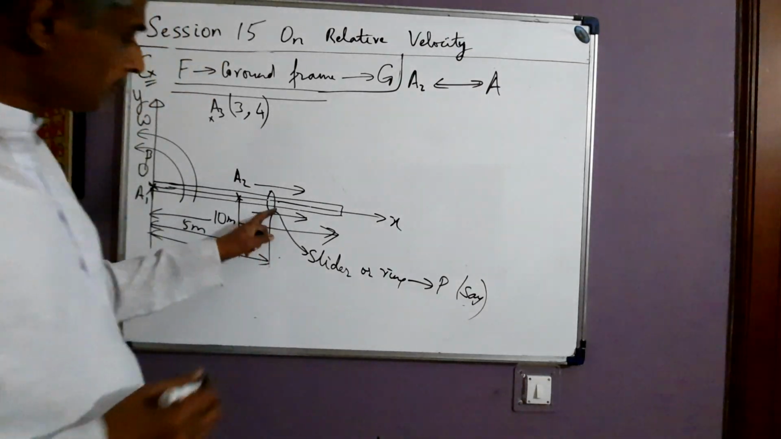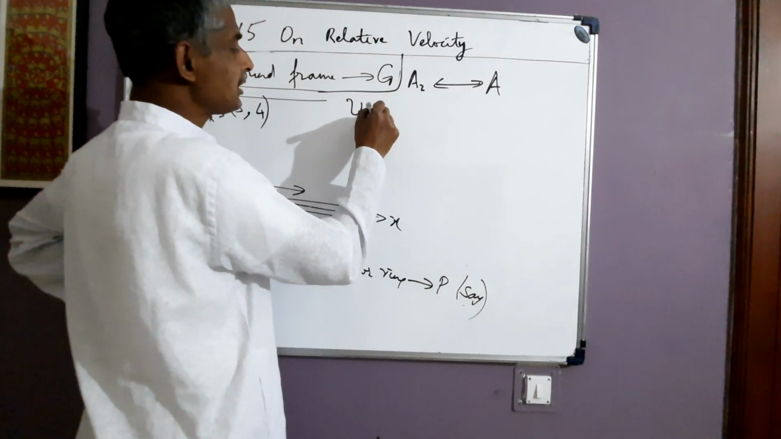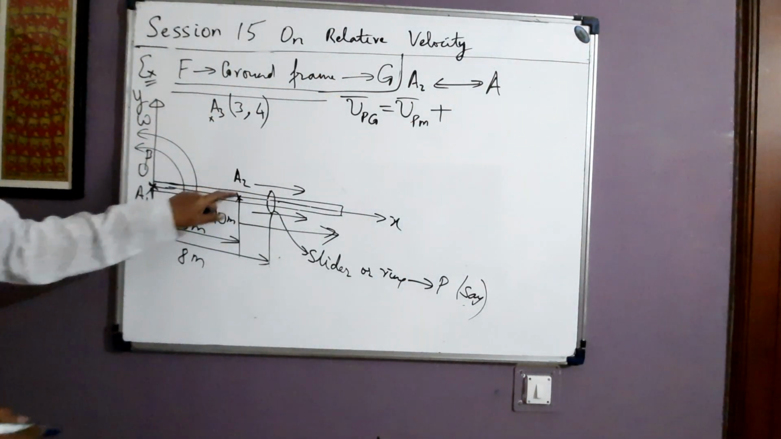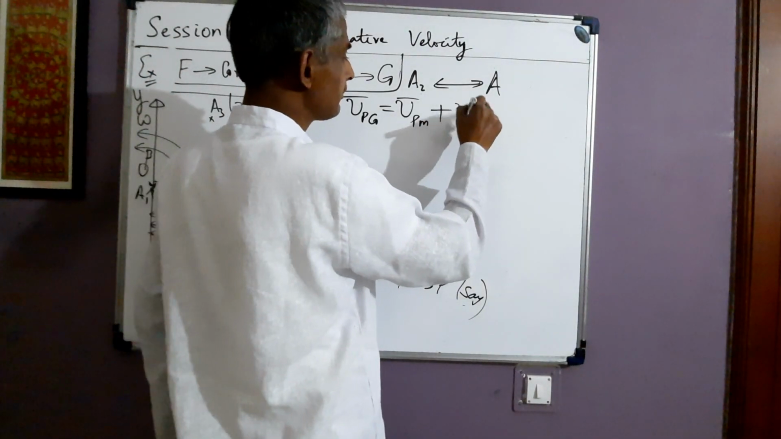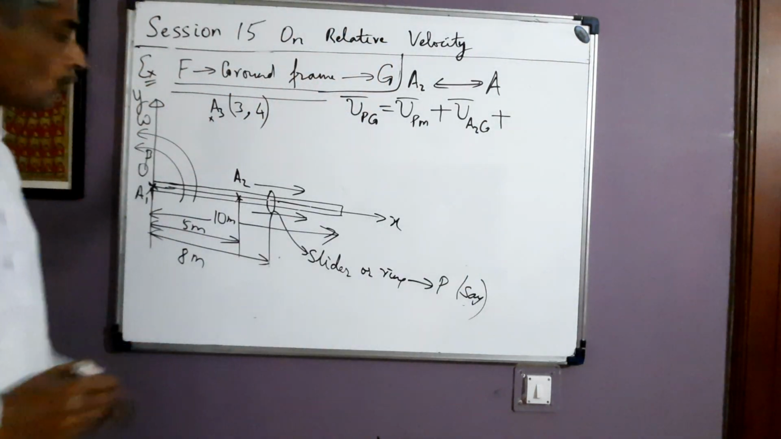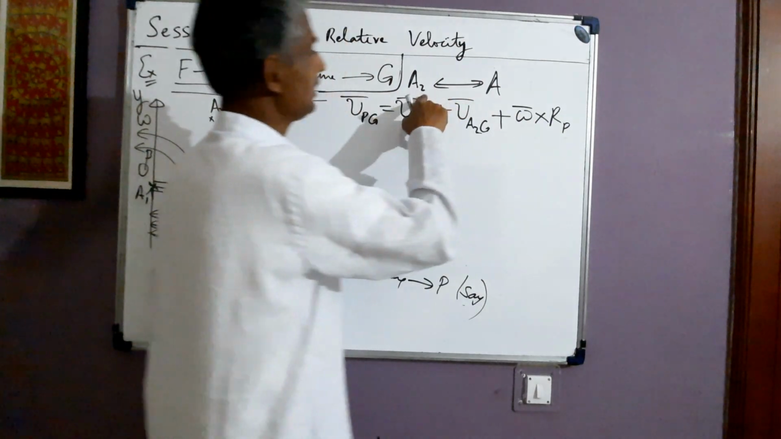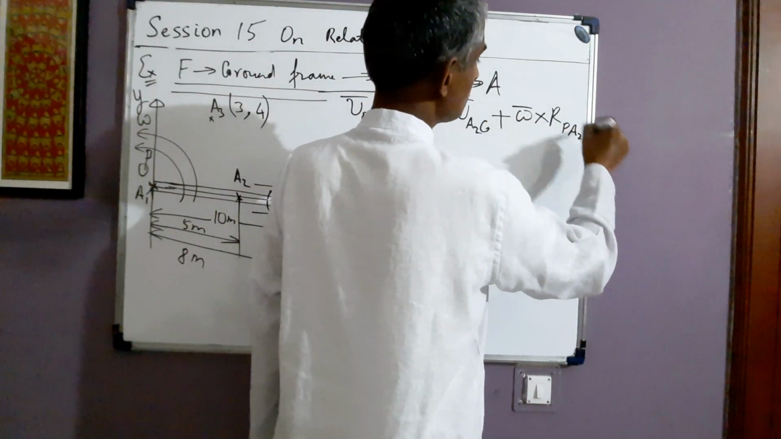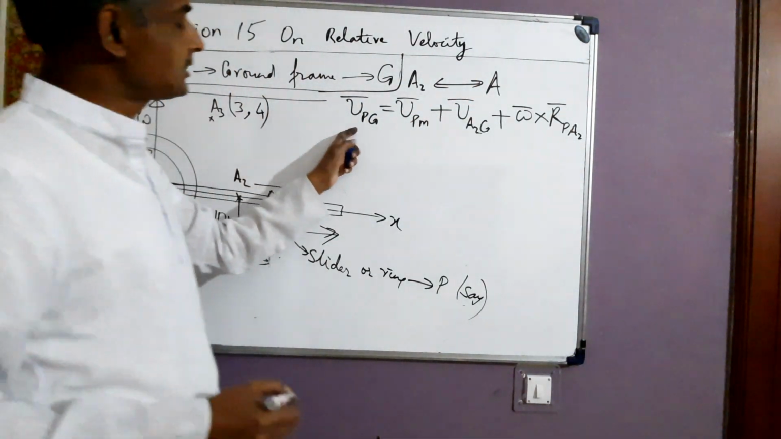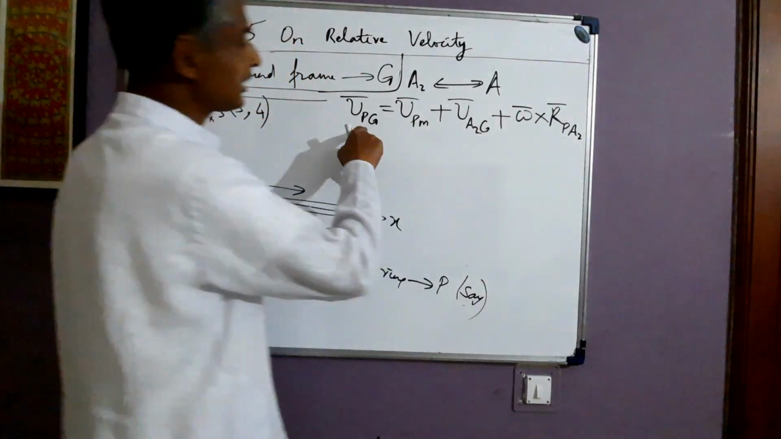Now we write the formula for VPG again, taking point A2 to be A. Instead of VPF, we write VPG. VPM we write as VPM itself, plus VAF, where instead of A we take A2 and instead of F we take ground, so VA2G, plus omega cross RPA2. So VPG is equal to VPM plus VA2G plus omega cross RPA2. We have to find all these three terms and add them to get VPG.